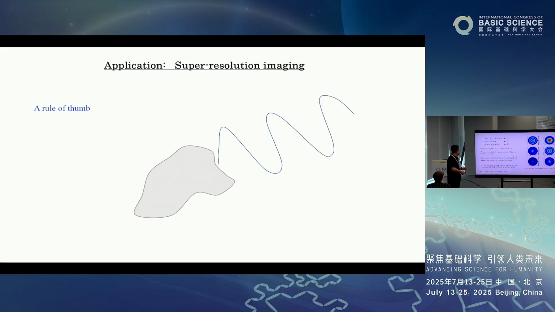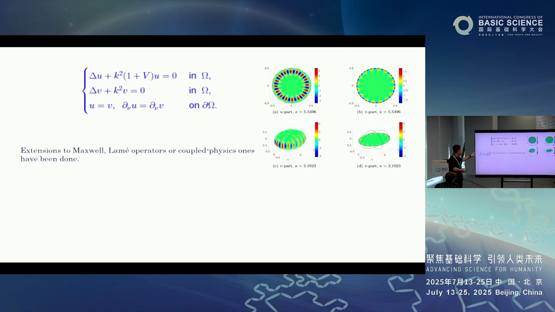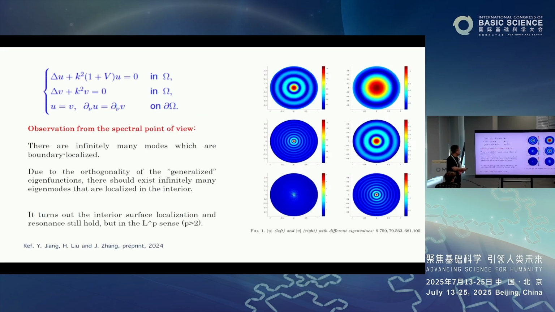All right. So now I talk a little bit about these applications. 10 minutes, okay? 5 minutes is enough for me. We discover all those types of patterns: boundary localization, surface resonance, and I also use this pattern to talk about the implication for invisibility cloaking. But now, in addition to this philosophical application, I am going to propose a new application based on those patterns.